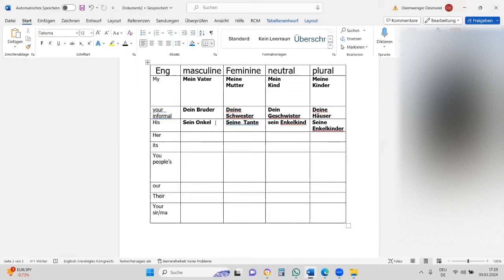Seine Enkelkinder. This is called Kind, and not "kind." Someone says, yeah, it's called kind. No, it's not "kind." Some words in the English language look alike in German, but please be careful with the pronunciation.